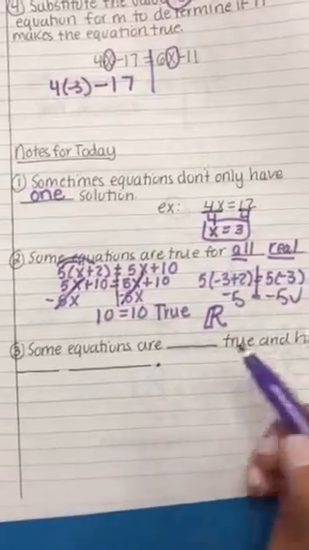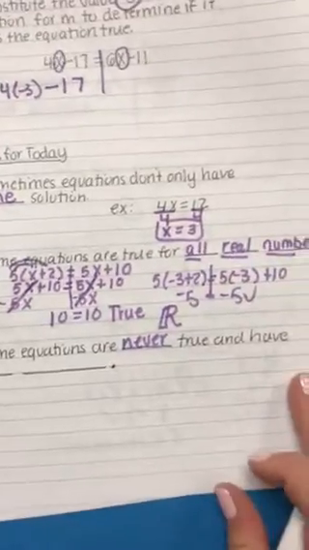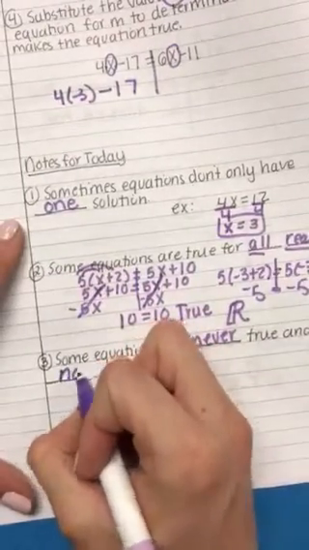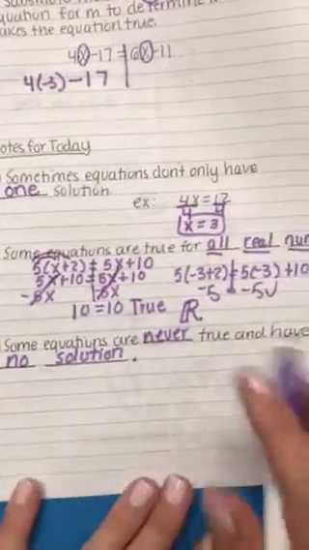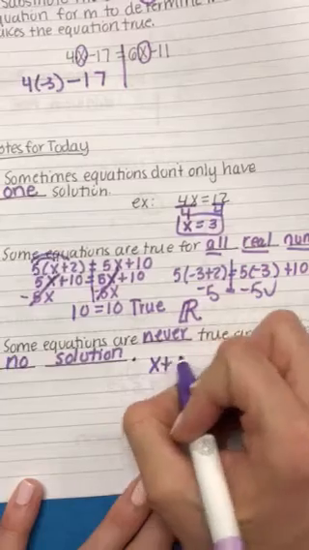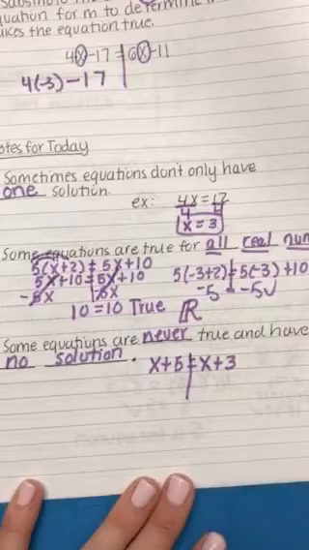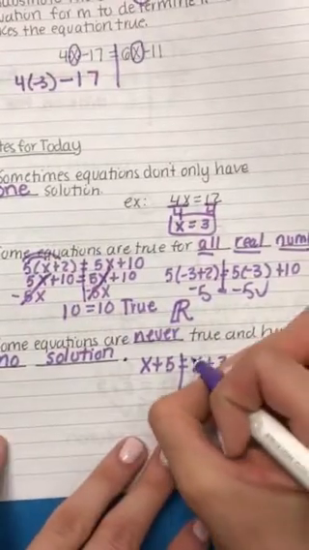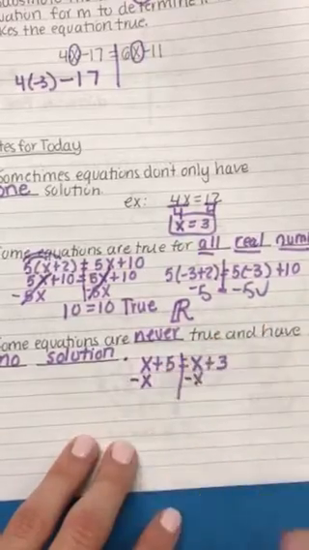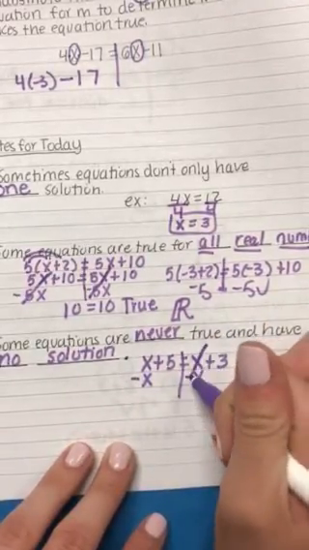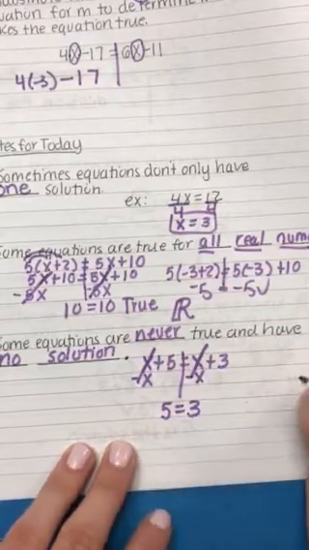The last thing is some equations are never true and have no solution. So I want you to see this. If we have x plus 5 equals x plus 3, we're going to start to solve this and watch what happens. I have variables on both sides, so I would try to get rid of one of my x's. Now something special is happening again. This is gone and this is gone because they both equal 0, but we are left with 5 equals 3.